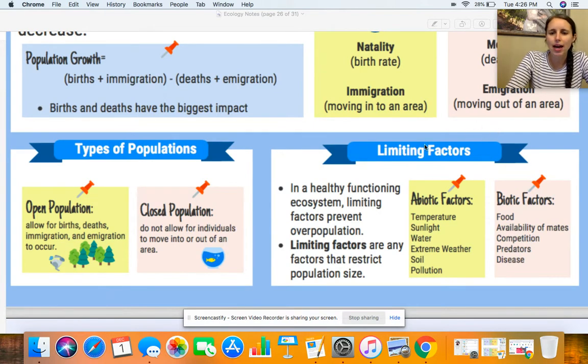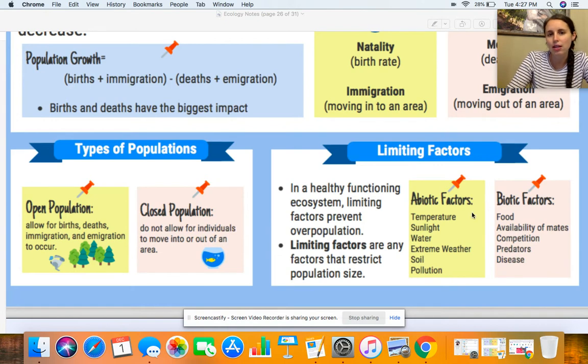Limiting factors, we can actually sort into abiotic or biotic factors. Remember, we covered the terms abiotic and biotic at the beginning of this unit. So abiotic means non-living, biotic means living. So a limiting factor is any factor that's going to restrict population size. So non-living things that might limit population could be temperature, sunlight, water, extreme weather, soil, or pollution. Living things that could limit population could be food, the availability of mates, competition for resources, predators, or disease.